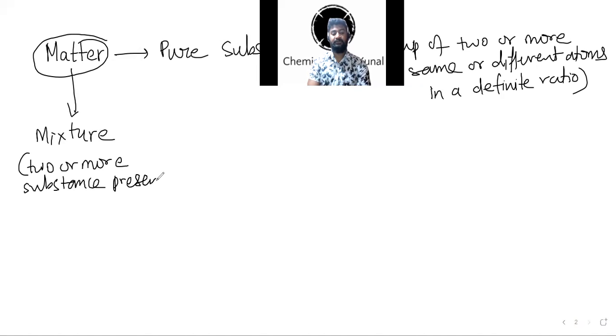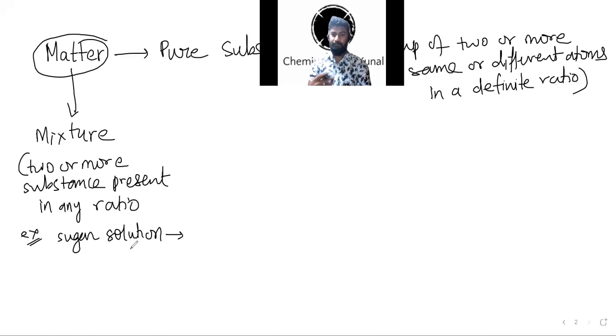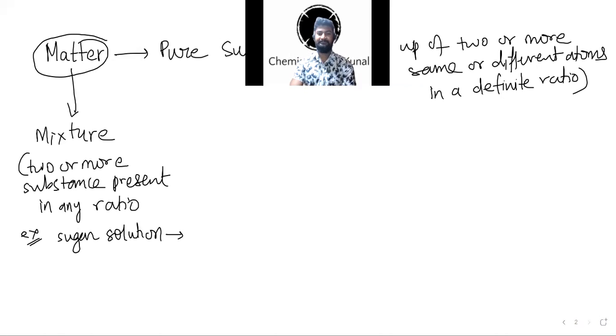In a mixture, we don't have any fixed ratio. The ratio can be anything, right? For example, when I say sugar solution, that's a mixture. Now, if you're someone who likes sweet a lot, you're a sweet tooth, then what will happen? You will add a lot of sugar in it, right?